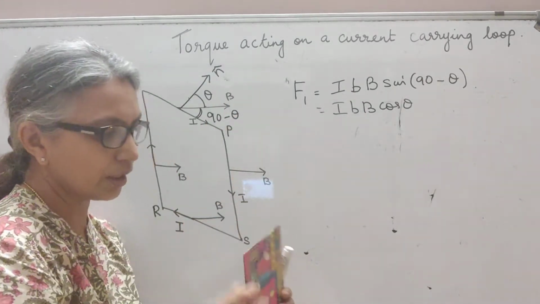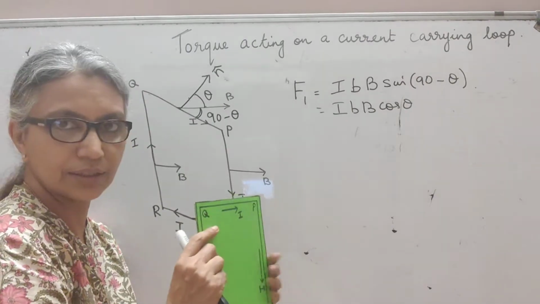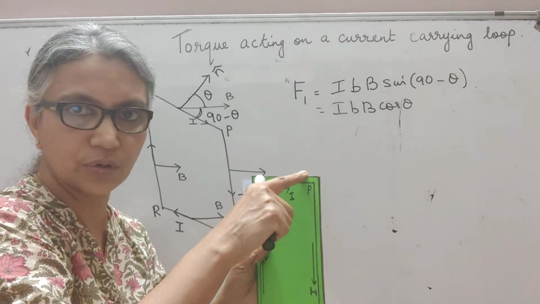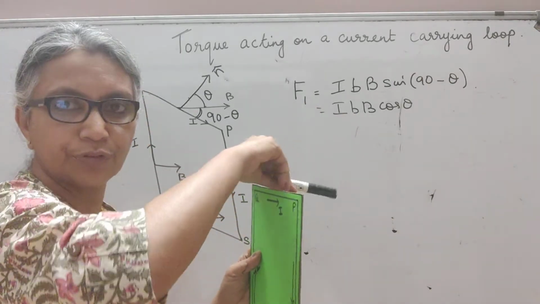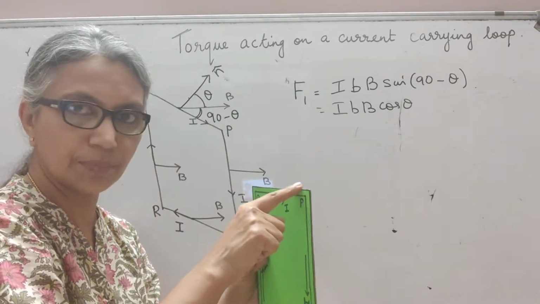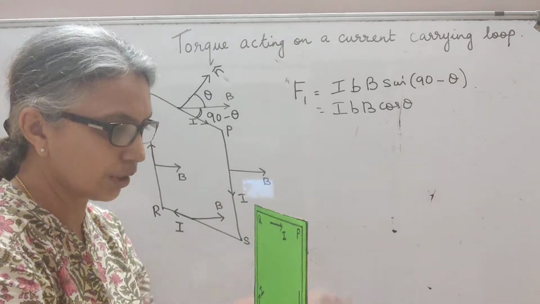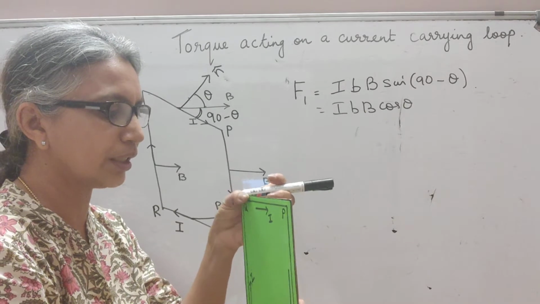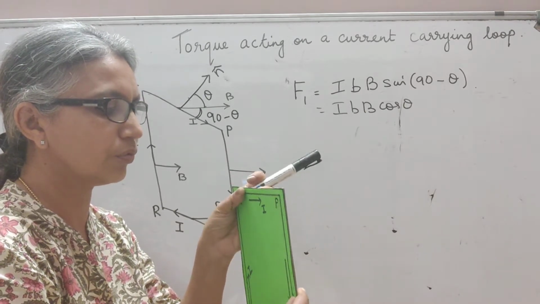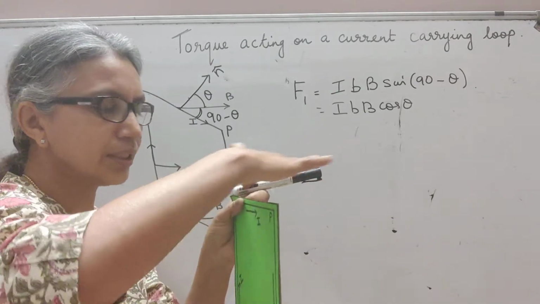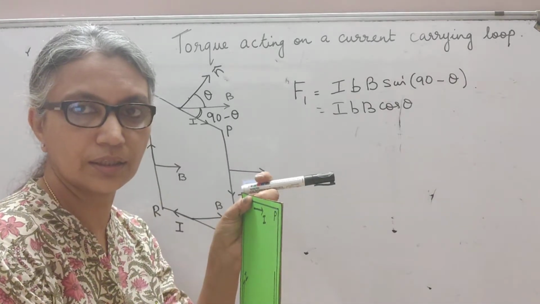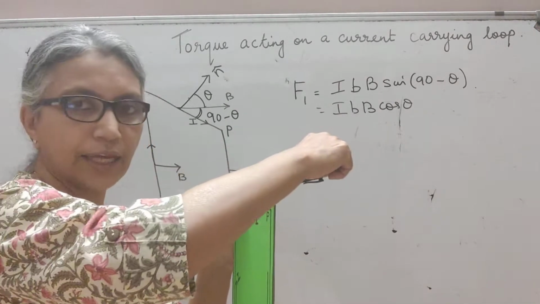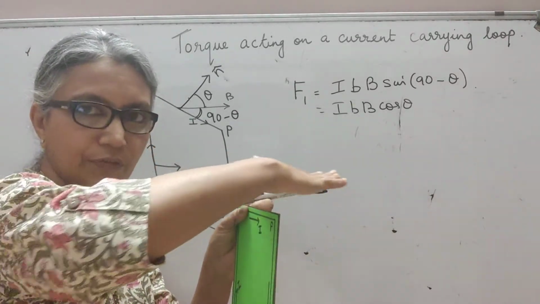So if you see, your coil is placed like this. Okay, this is your coil and this is the breadth of the coil. This is the magnetic field. So you have here the breadth of the coil and here you have the magnetic field like this. Okay, so this is the plane containing the breadth of the coil and the capital B. This is the plane of the coil.